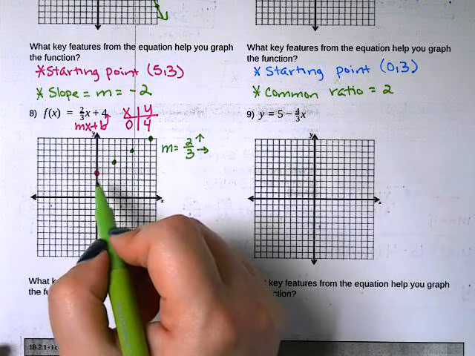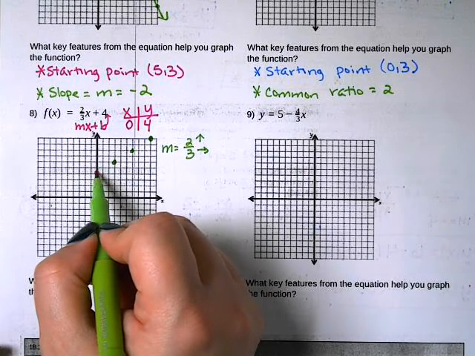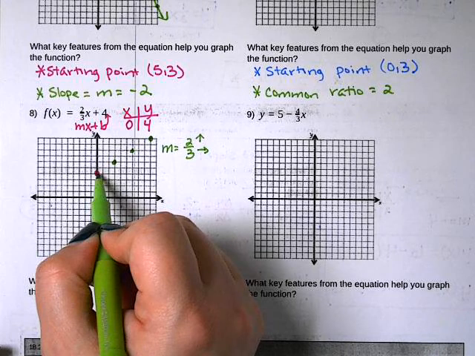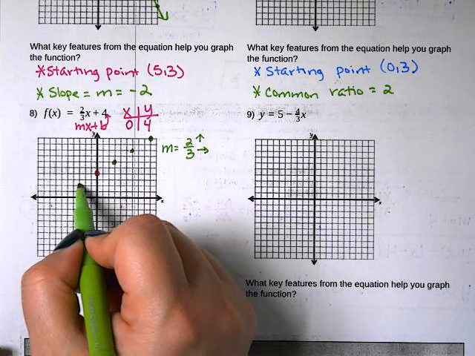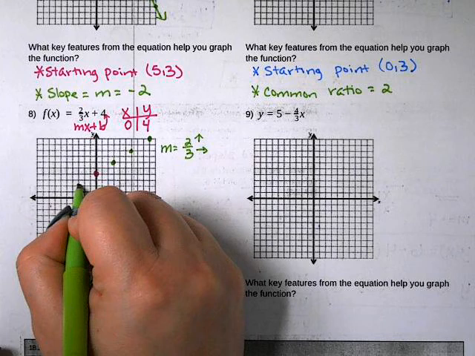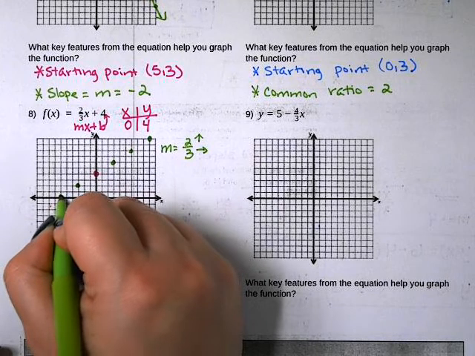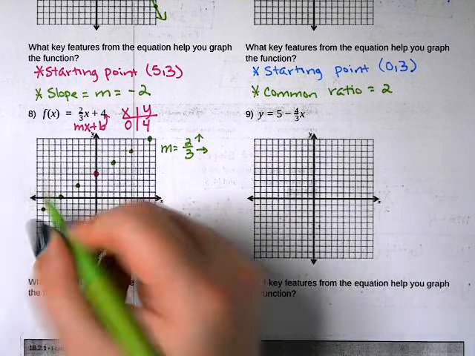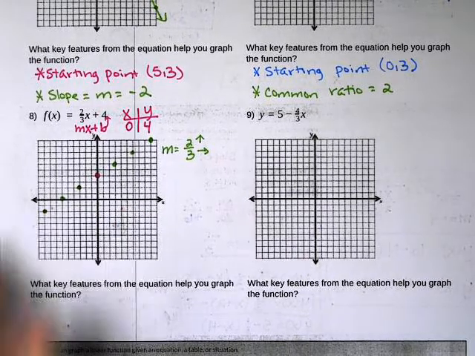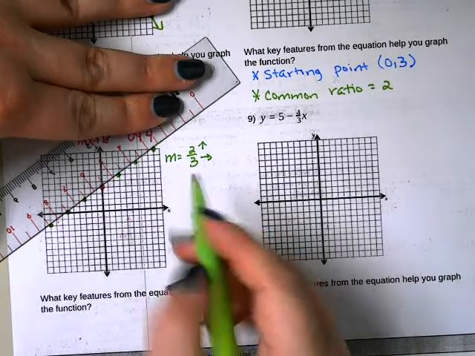And then remember, I like to fill in as much as I can, so I'm going to go the other way as well. I'm going to go back to my starting point, and instead of going up and right, I'm going to go down 2 and left 3. Down 2 and left 3. And then one more, down 2 and left 3. Now I can use my ruler to connect the points.